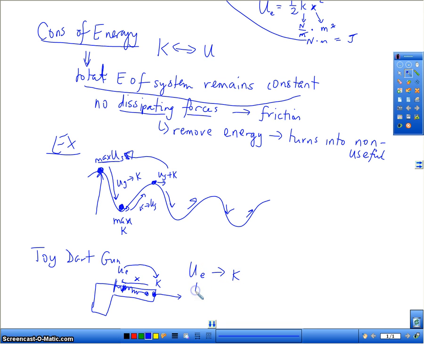So you would say 1/2 kx squared, where x is the amount it got compressed, equals 1/2 mv squared, where v is the speed the massive object has leaving the gun. Okay, so that's another example. The problem that you have for homework deals with another type of elastic toy, but the elastic toy is actually jumping up, so it's a little bit different, but it's still using conservation of energy and transformations.